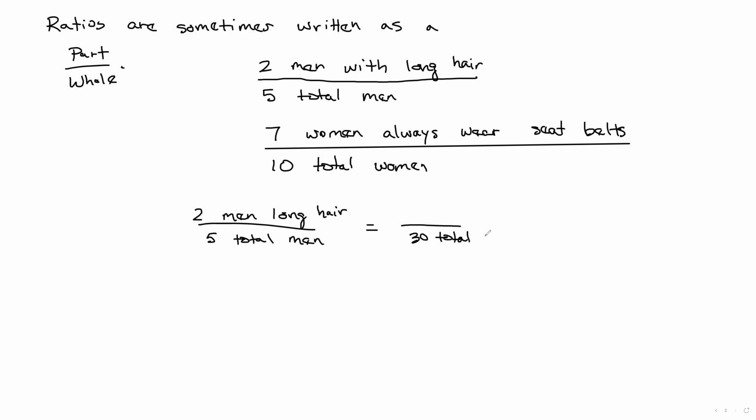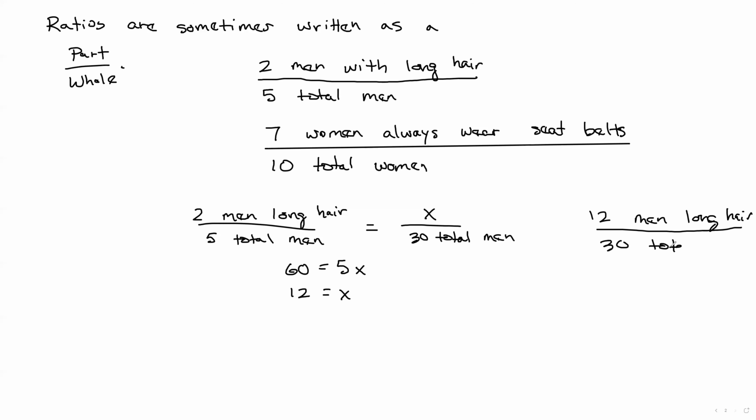And so if you go through again, you can do the cross multiplying here. You'll get 60 equals 5X. And then you can solve for X by dividing both sides by 5. And we get 12 equals X. And so you'd have 12 men with long hair out of 30 total men, which would be the same ratio as 2 men with long hair per 5 total men.